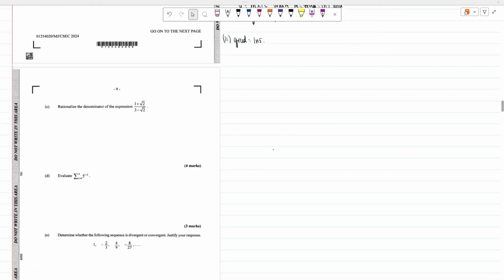A. Rationalization. Easy thing. I'll have 1 plus root 2 over 3 minus root 2. And I'll show you all how to cheat for these to check, make sure your answer is correct, right? Anybody knows how to check if your answer is correct for this? Nobody?